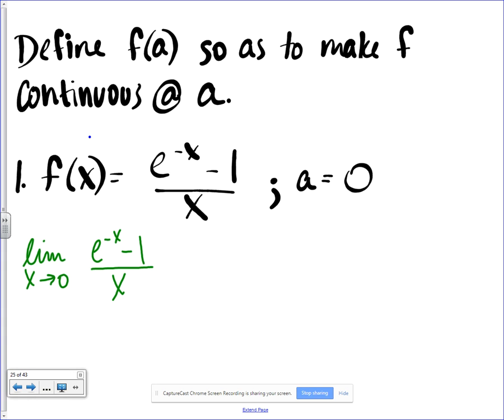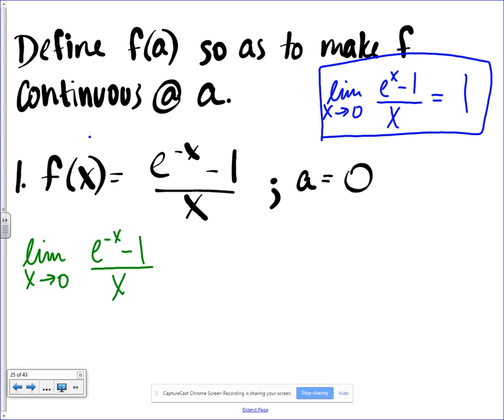So what do I do? Well, if you take a look at this thing, I'm not sure if Mrs. Hurt has given you this identity or not, so I'm going to go ahead and give it to you here. The limit as x approaches 0 of e to the x minus 1 over x has a limit of 1. This is like one of those special trig limits that you guys proved a while back. So if you look at that and you look at my green writing here, you can see that we're super close to having that identity.